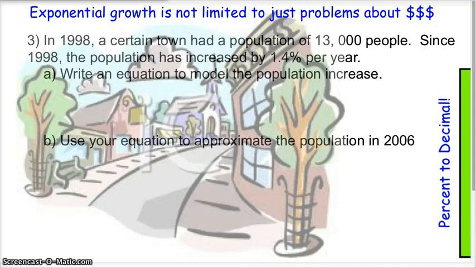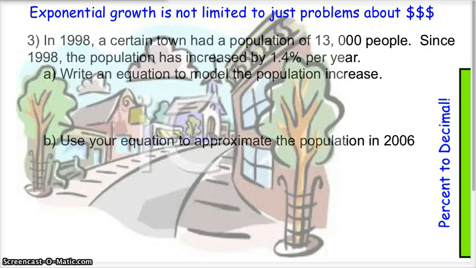Exponential growth is not limited to problems about money. Here's one regarding population. In 1998, a certain town had a population of 13,000 people. Since 1998, the population has increased by 1.4% per year. Write an equation to model the population increase.